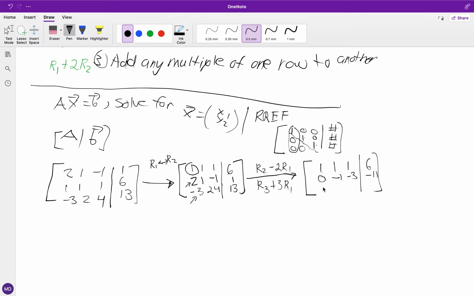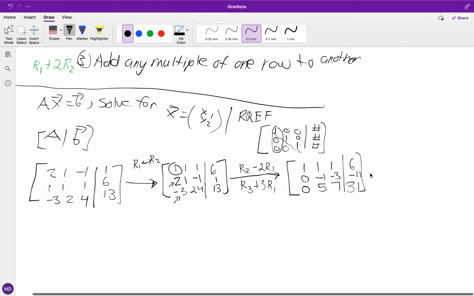This is a 0. This is going to become a 5. 2 plus 3 times 1. This will become a 7. And this is 13 plus 3 times 6, which is 31. Okay, so that's the next operation.